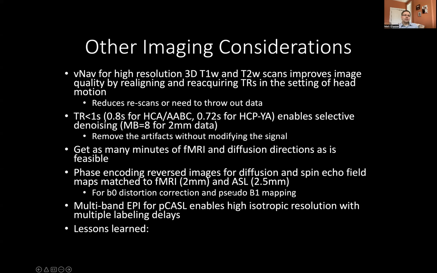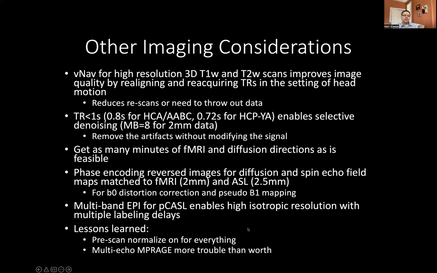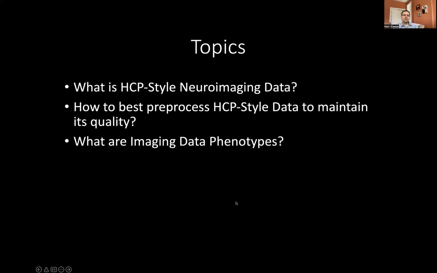We had a few lessons learned when we have done all this with the Human Connectome Project, things we wish we had done differently. One of those is it'd be better to have had pre-scan normalize on for everything. Multi-echo MP-RAGE turned out to be more trouble than it was worth. And at least in our hands, multi-echo fMRI wasn't clearly beneficial either, although I know that's a controversial position. So we've got this high quality data.